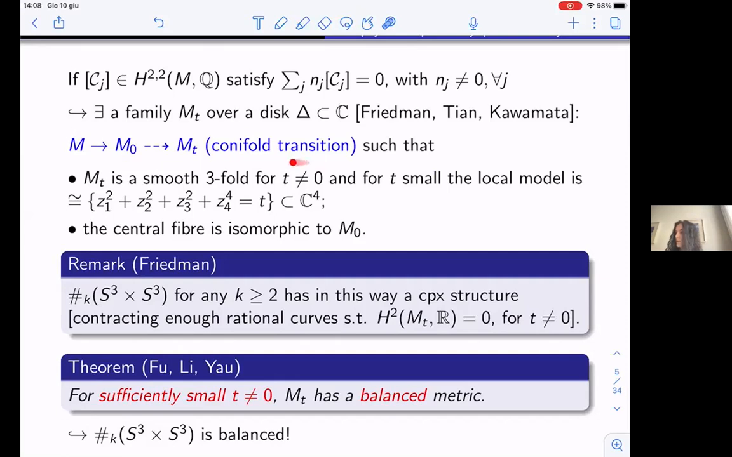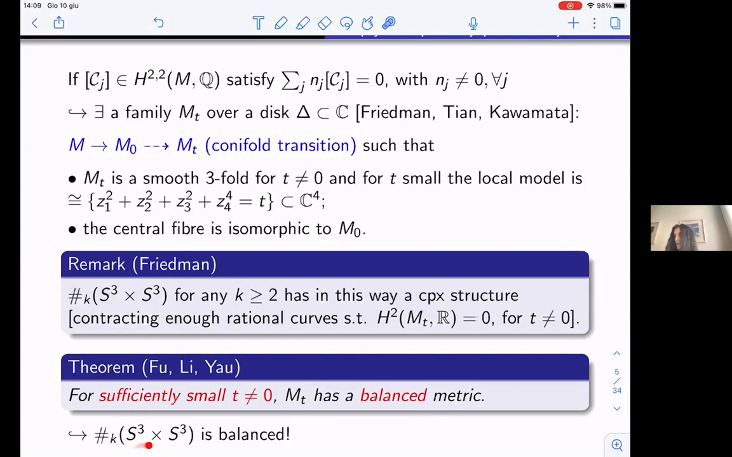And what happens here is that for T different from 0, you really get a smooth manifold. For T small, the local model is just the locus that I described before. And the central fiber is singular, and this is actually M0. And that's nice because, as a first remark, a property due to Friedman says that if you contract enough rational curves such that H2 of MT is 0 for T different from 0, then you get a famous result: the connected sum of K copies of S3 times S3, for any K bigger than or equal to 2, has a complex structure. And what Fu, Li, and Yau show is that for T sufficiently small, the conifold transition that I described quickly, MT, is a balanced manifold.